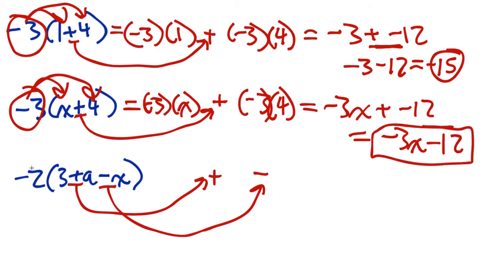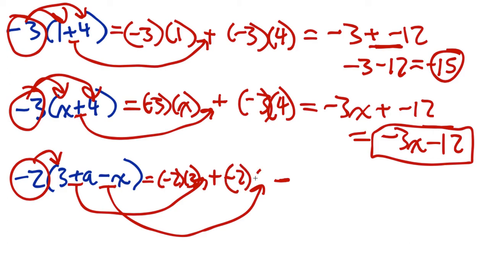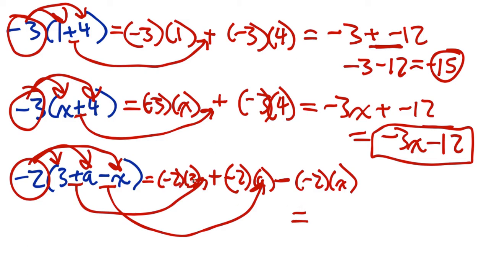Yay! Last one. Okay, -2 times everything inside the parentheses. So it's going to be -2 times 3. And then I'm going to move this negative sign over here: -2 times a for that second term. And then the last one is going to be -2 times x. So trying to make this a little clearer, that -2 times 3 is going to be -6. -2 times a is going to be -2a, so it's like plus -2a.